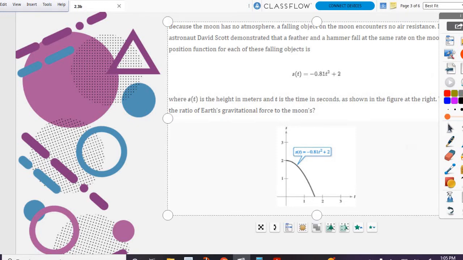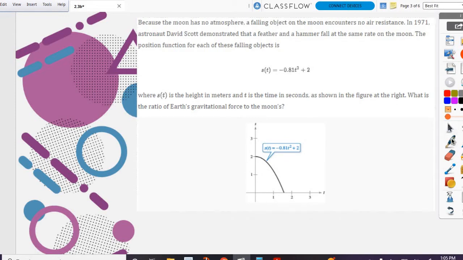So this says, because the moon has no atmosphere, a falling object on the moon encounters no air resistance. In 1971, astronaut David Scott demonstrated that a feather and a hammer fall at the same rate on the moon. The position function for each of these falling things is s of t, which equals negative 0.81 t squared plus 2.